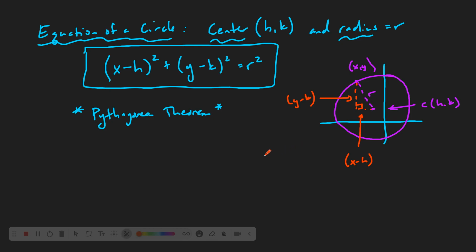Okay, so let's see if we can do three examples involving this equation of a circle. Example 1 says determine the equation of the circle. Determine, let me use shorthand, equation of circle.